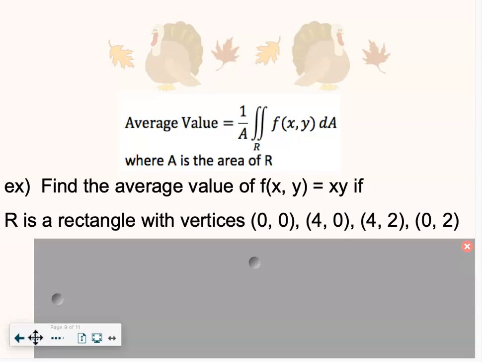All right, average value, you just take the volume of your region and divide it by the area of your boundary, the area of the region R. So it's volume divided by area, and what you end up with when you take the whole volume divided by the area of the enclosed region, you're left with your average Z value.